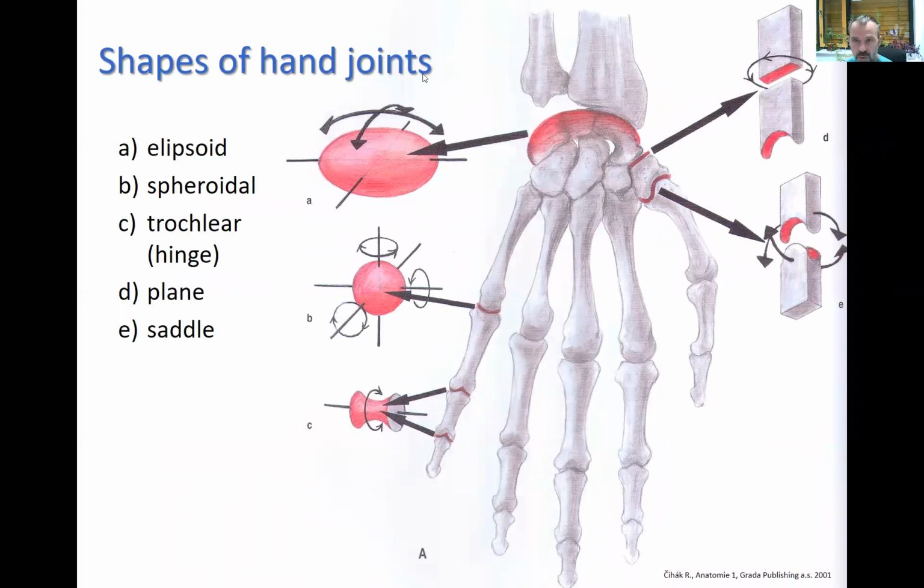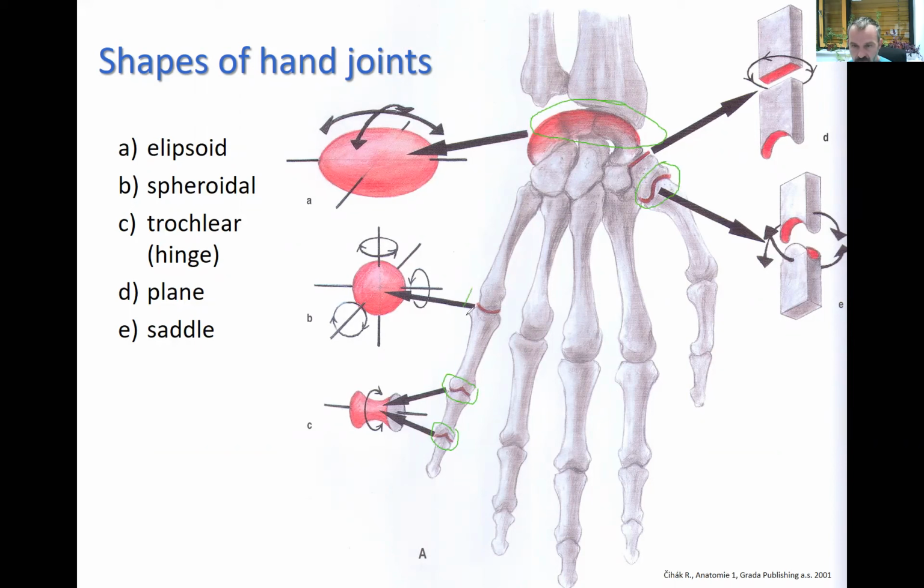Okay, just to conclude about the joints, for the movements of the whole hand, we have the ellipsoid joint at the wrist, so the wrist joint, the saddle joint here, which is the first carpometacarpal joint of the thumb. Then we have these trochlear joints or hinge joints, which are proximal and distal interphalangeal joints.